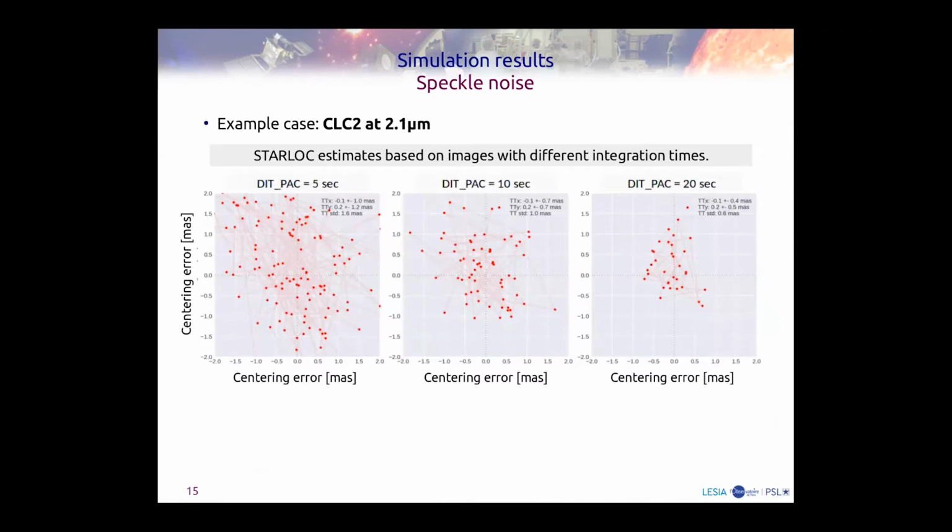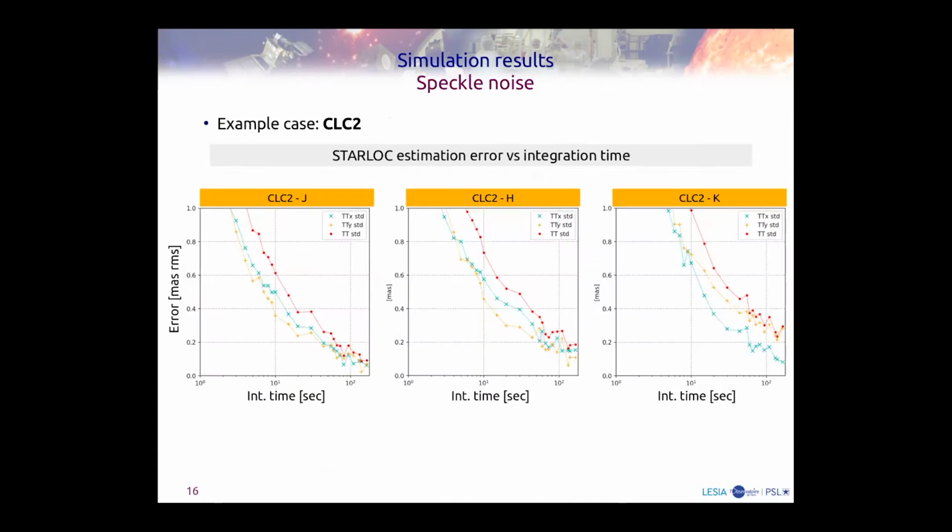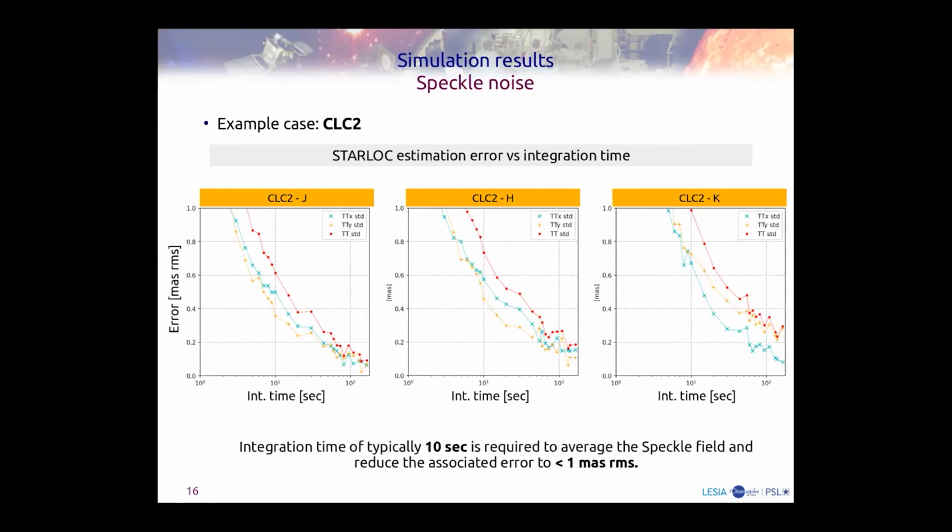And we can summarize these results in these kinds of plots, showing the centering errors, corresponding to the dispersion of the points I was showing earlier, as a function of the integration time. The conclusion here is that if we choose an integration time of typically 10 seconds, we get an error on the centering that is 1 mas at maximum.